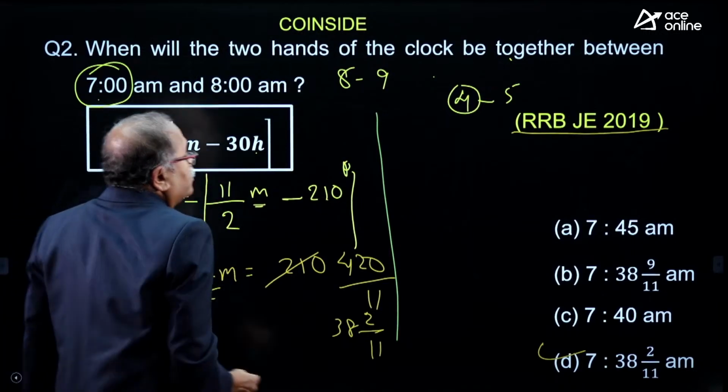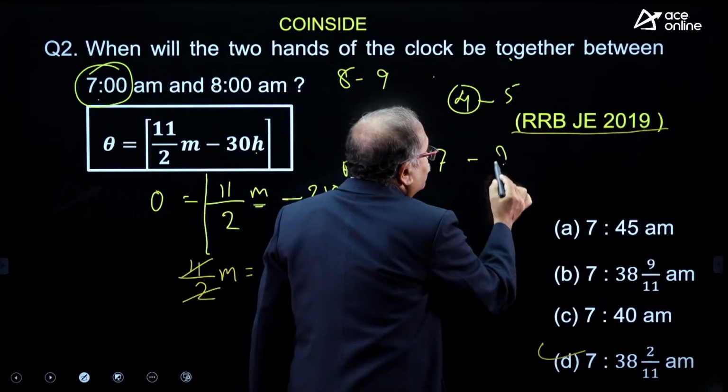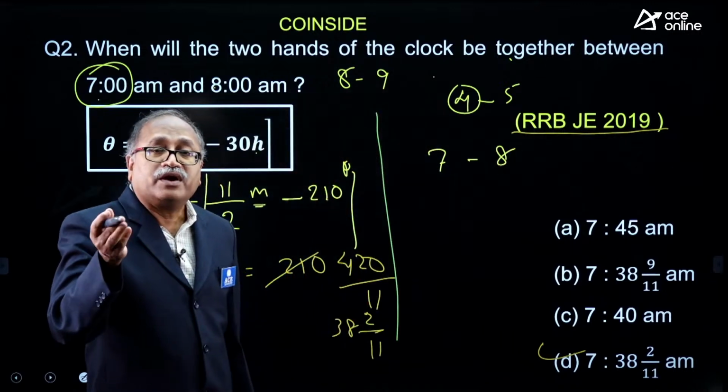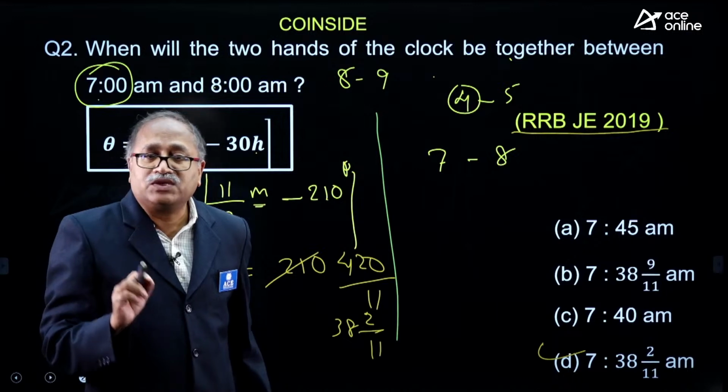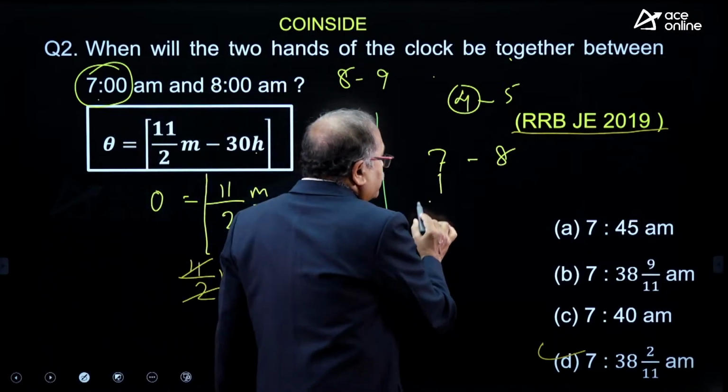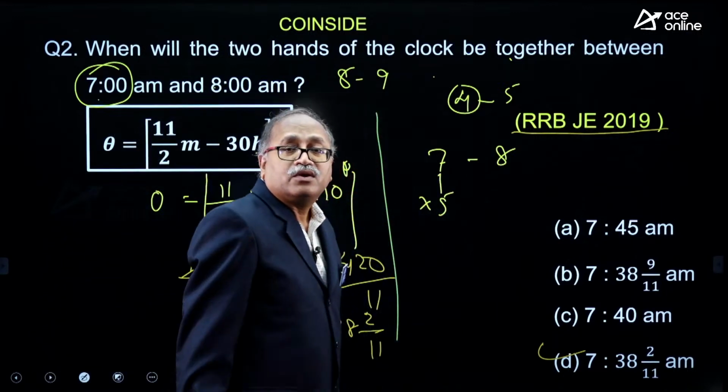So this is 7 o'clock. Between 7 o'clock to 8 o'clock, at what time will the hands of the clock be together? That is what is asked. So multiply this 7 by 5. What comes here? Why 5?